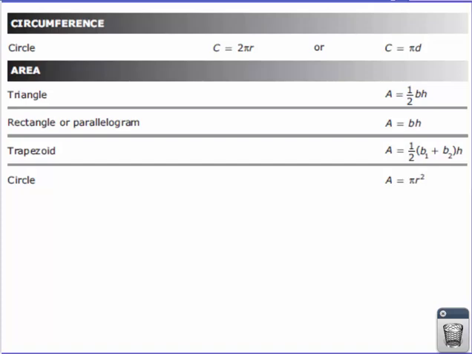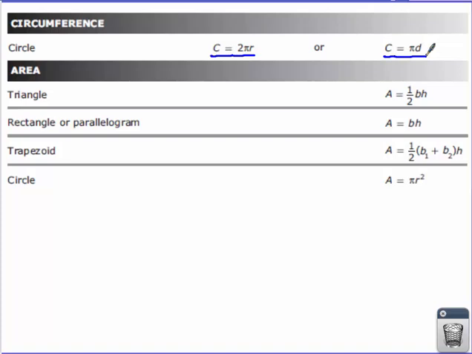You'll notice we've got several things here. We've got circumference of a circle, and we have two formulas. We have circumference is equal to 2 pi r, and we have circumference is equal to pi times d. Now what we have to understand about this is two things. Circumference is the same thing as perimeter in a polygon. It's just the distance around the shape. So in a circle, since it's not a polygon, we can't call it perimeter. So we call it circumference.